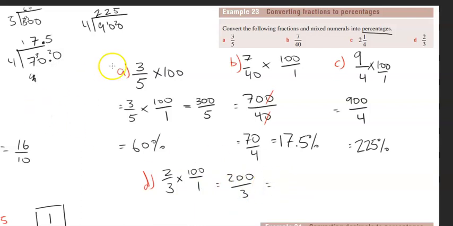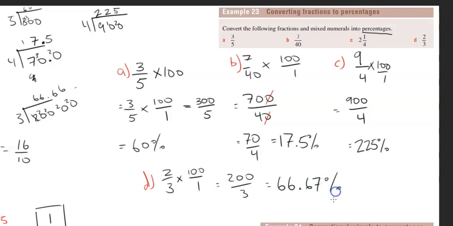And we're seeing how many 3s go into 200. 3 into 2 can't work. 3 into 20, 3, 6, 9, 12, 15, 18, that's 6 with 2 remainder. 3 into 20, 6. And this is where you get that recursion happening. 6, 6, etc. So this is going to be equal to 66.67% when rounded out correctly.